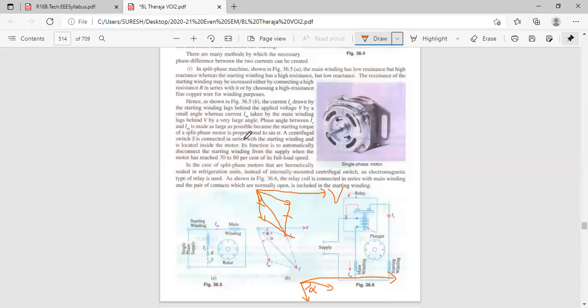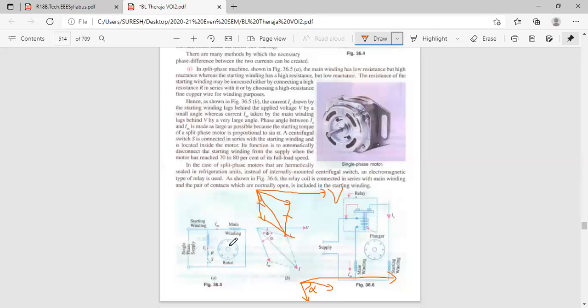A centrifugal switch S is connected in series with the starting winding and is located inside the motor. Its function is to automatically disconnect the starting winding. What is the purpose of the centrifugal switch? It will automatically disconnect the starting winding. When will it disconnect the starting winding? When this switch is open, the starting winding is disconnected. When will it be open?